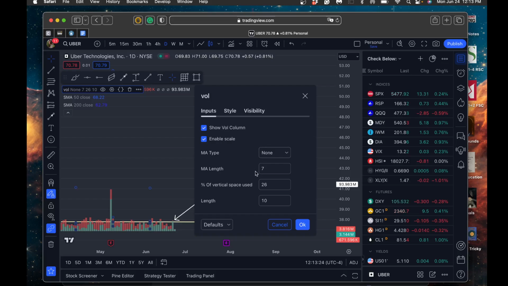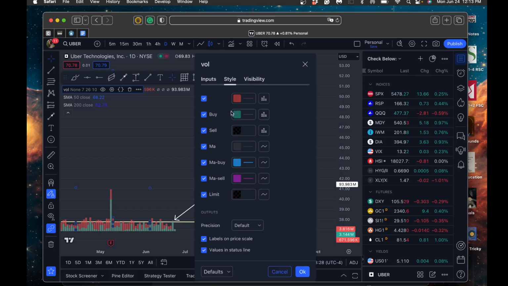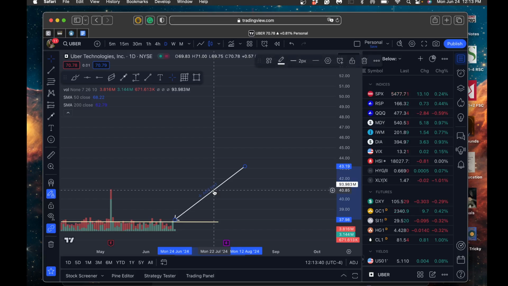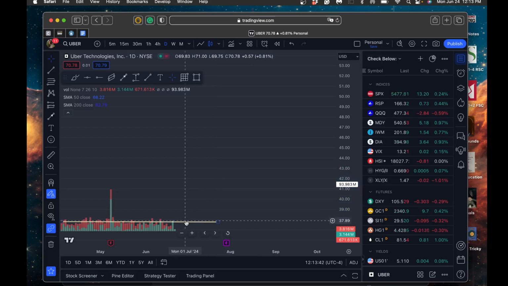Here, you can choose the type, and then you can make it any type of visualization you want. So do that, so you have this baseline. Anything below that is a little bit weak in volume, and anything above that is strong in volume, you can say.